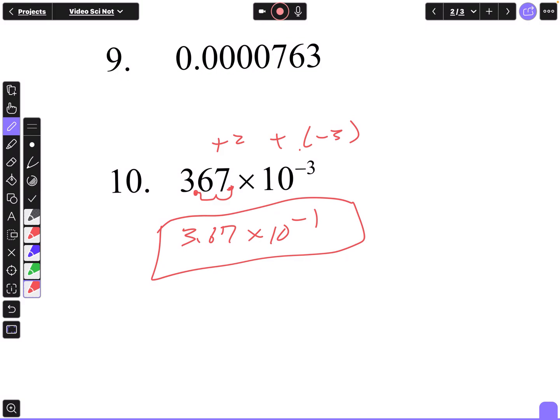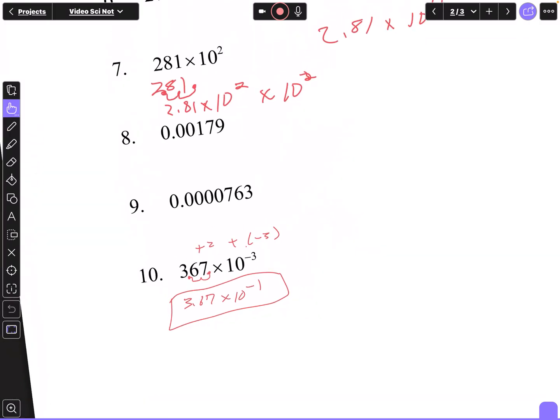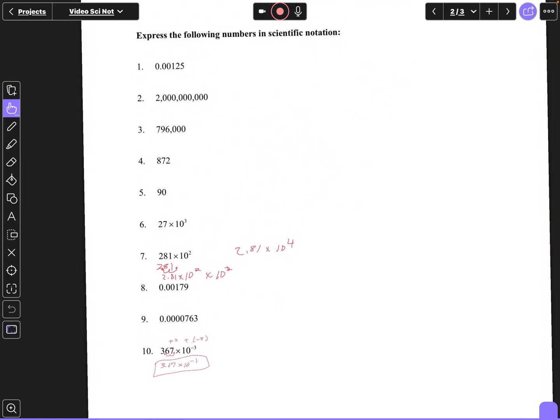And that's all there is to scientific notation. So now work these example problems and then check your answers when you are finished.